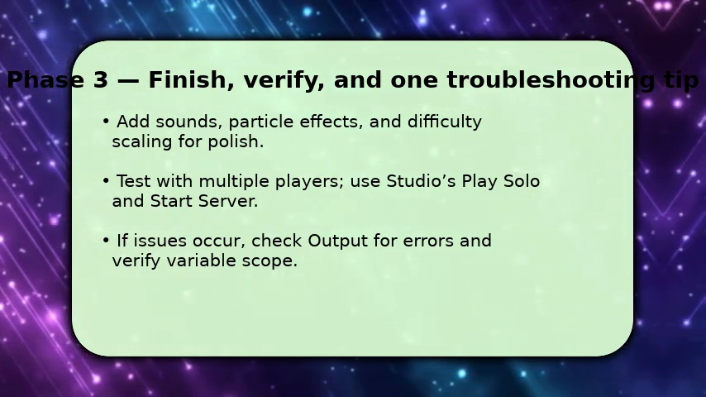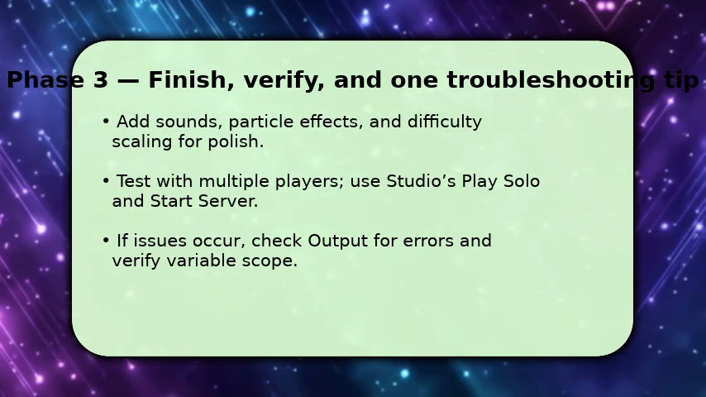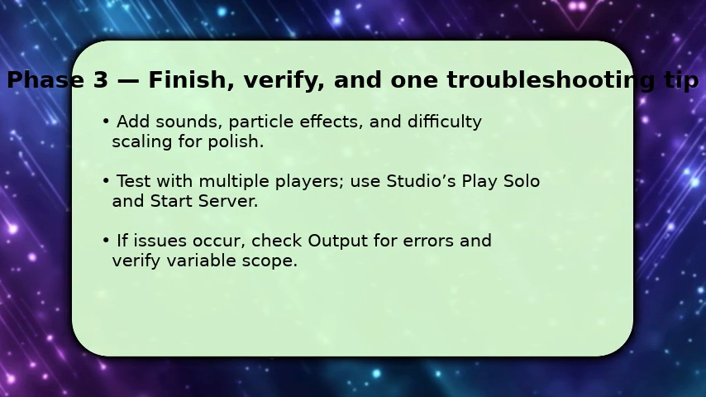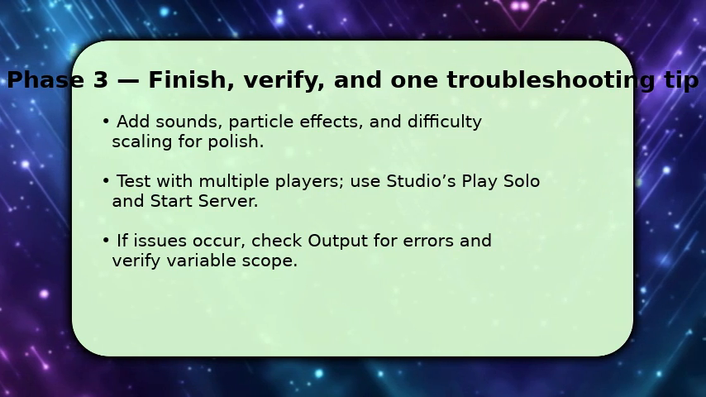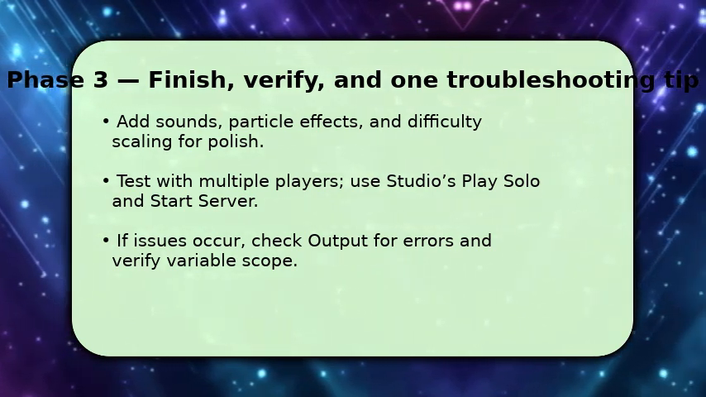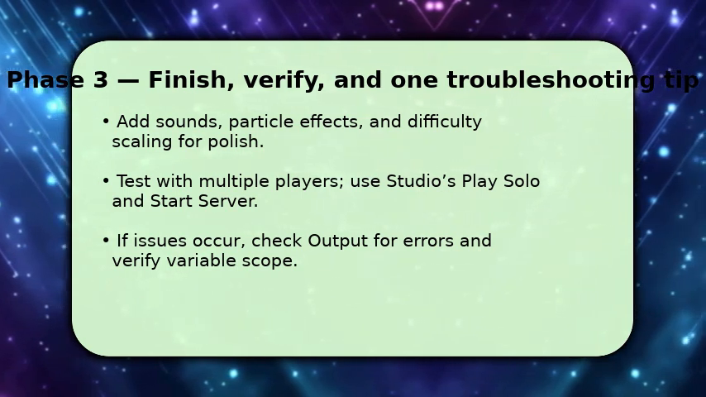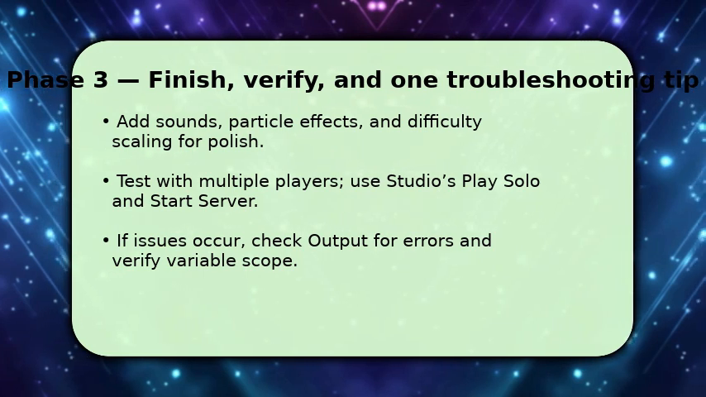Publish the place and test with multiple clients using Start Server and Start Player in Studio to mimic real conditions. When things go wrong, open the output and trace errors. Check variable scope and remote event usage between server and client. Finally, iterate on telemetry. Log checkpoint times, then adjust obstacles until the training feels challenging but fair for new players.